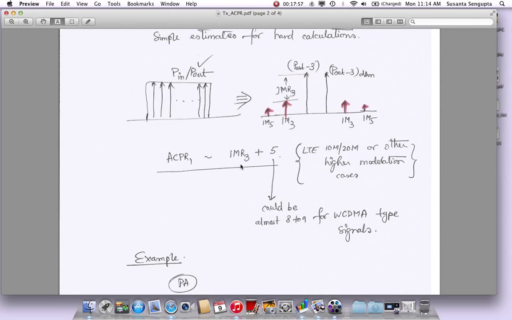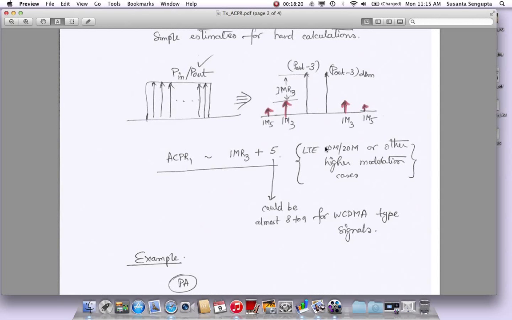Why I'm trying to show this formula is, you might have a circuit for which you know that, oh, for this particular output power level, I know this IMR3 is this much. Then from there you can simply estimate what the ACPR would be, because at the end you're trying to design for an ACPR, and we will just do that in a minute. So this simple formula works mostly for LTE or higher modulation type systems with high peak to average ratios.